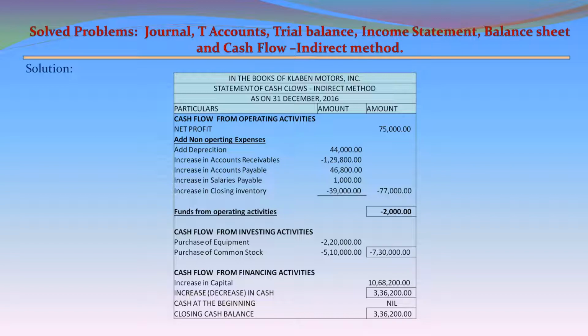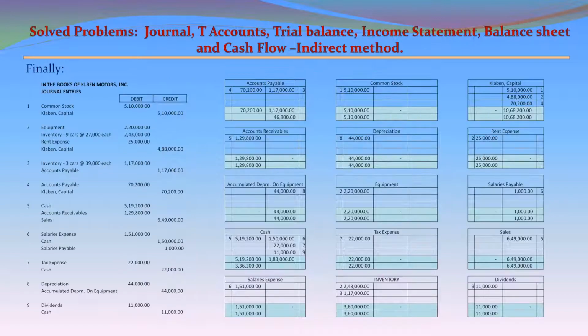Now cash flow from investing activities, purchase of equipment 220,000, purchase of common stock 510,000, total minus 730,000 is the expense towards investing activities. In cash flow from financing activities, increase in capital 1,068,200. Net cash from all the activities is 336,200, cash at the beginning nil, so closing cash balance is 336,200.